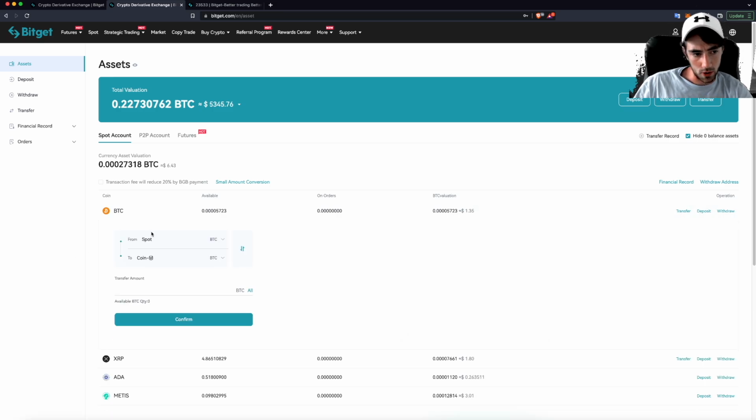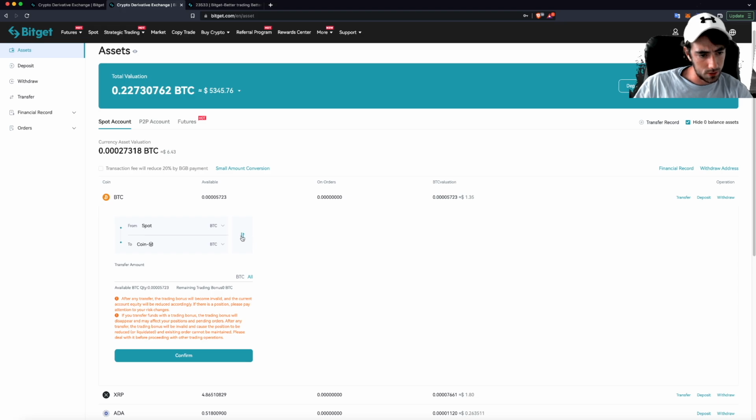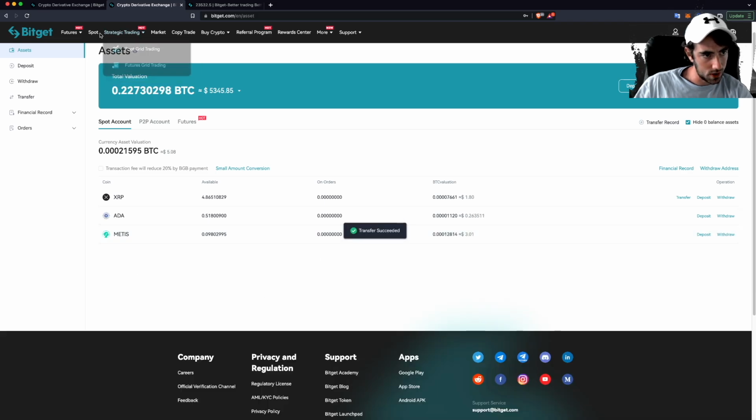So you could transfer this over. You do this from the spot account to the coin-M account, and I don't believe there are any fees for this. It's just transferring between different accounts. So we transferred this to our leverage trading account, and we could do that.